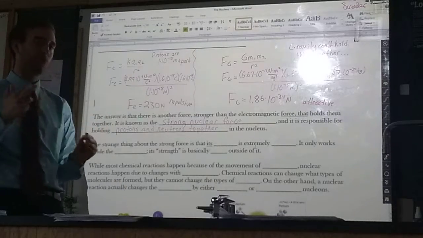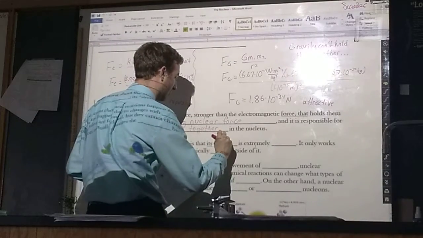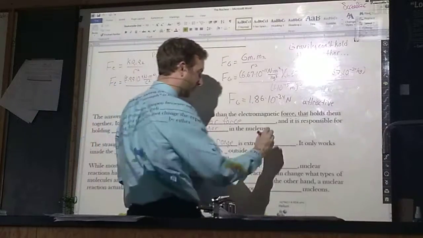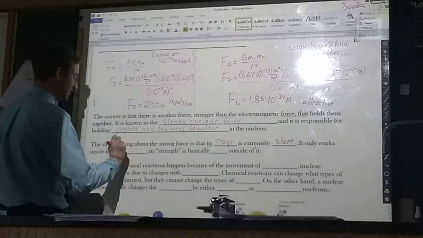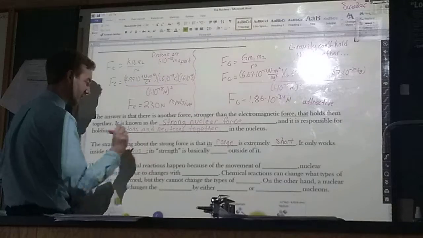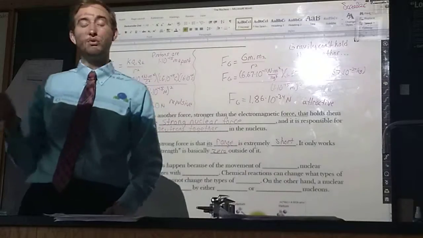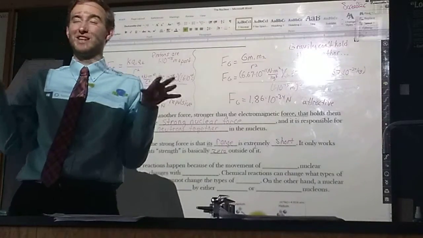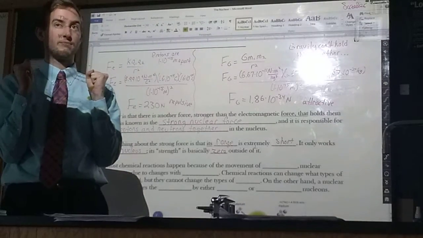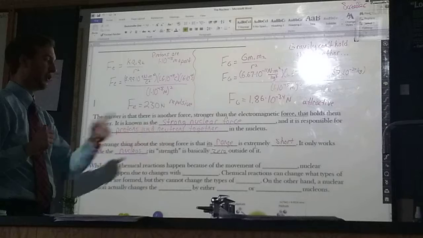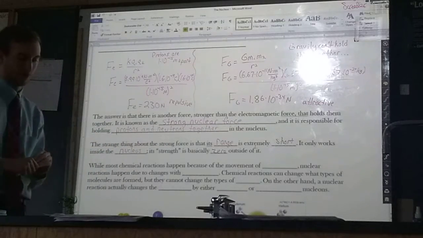The weird thing about the strong force, the reason those images work, is that the range of the strong force is very, very short. The strong force only works inside the nucleus. That's how tiny the range is. Its strength is basically zero outside of the nucleus. That's why we say it has tiny little arms. It's like a T-Rex: it can't reach out and grab things, but once it gets them, it holds them very tight, in close. The strong force has no effect outside the nucleus. That's why we don't talk about it when you're learning about forces.